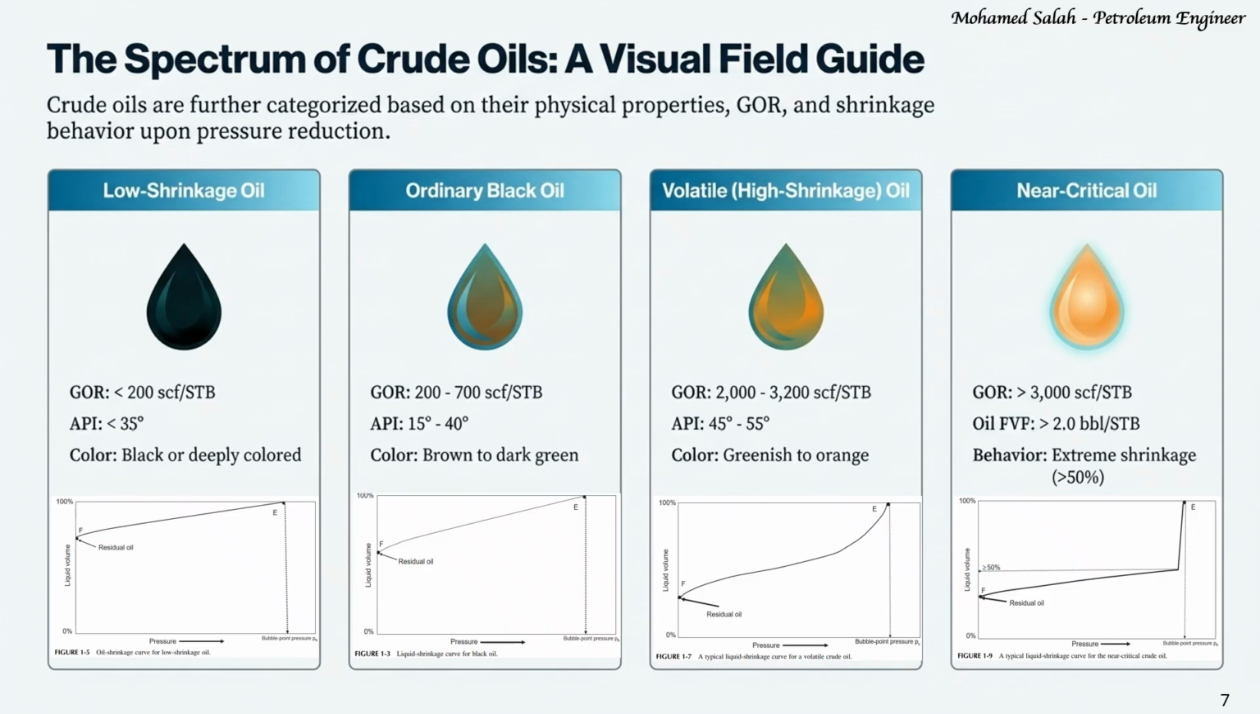Finally, near critical oil is characterized by a critical temperature very close to the reservoir temperature, resulting in extreme shrinkage and complex phase behavior that borders on gas condensate behavior. The choice of production equipment and the accuracy of material balance calculations are highly dependent on correctly identifying where the reservoir fluid falls on this spectrum.